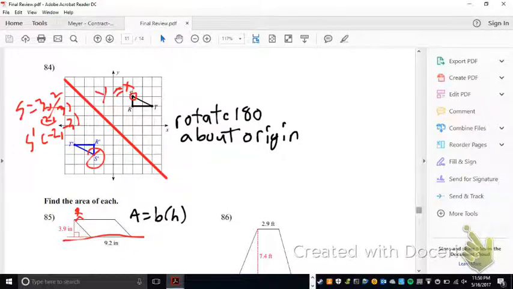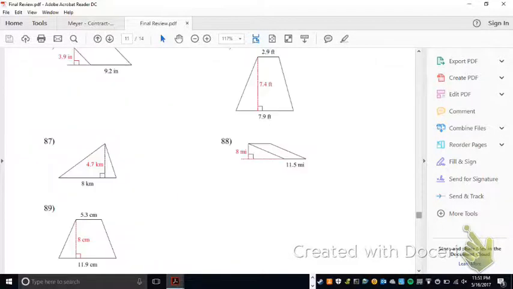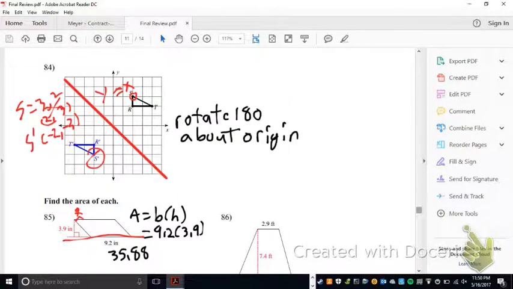Anyway, so area, base times height. Base is 9.2. Height is 3.9. Plug that into our calculator. We get 35.88 inches squared.